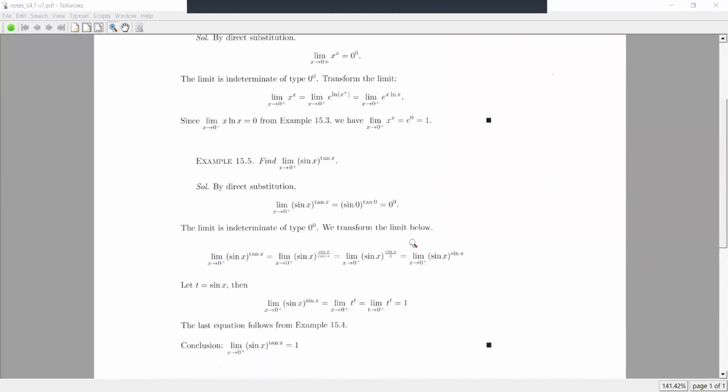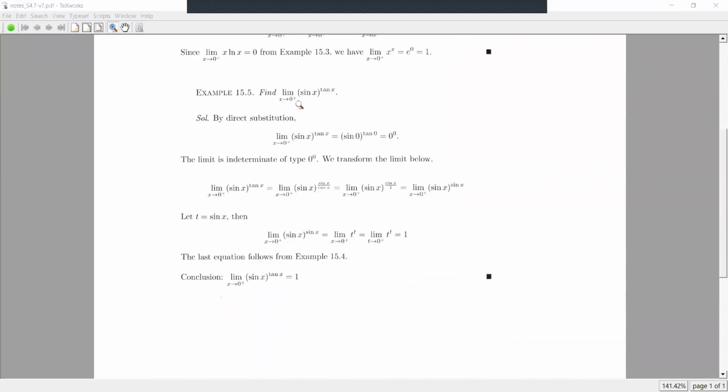Example number 5. Find this limit again, x approaches 0 from the right. By direct substitution, plug in 0 for x, then we get sine of 0 over tangent of 0. Sine of 0 is 0, tangent of 0 is 0. So we get 0 over 0. Again, it is indeterminate. Now we transform this limit into a form where we can tell the limit.